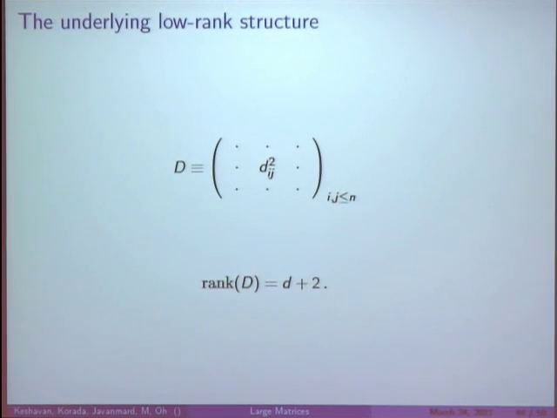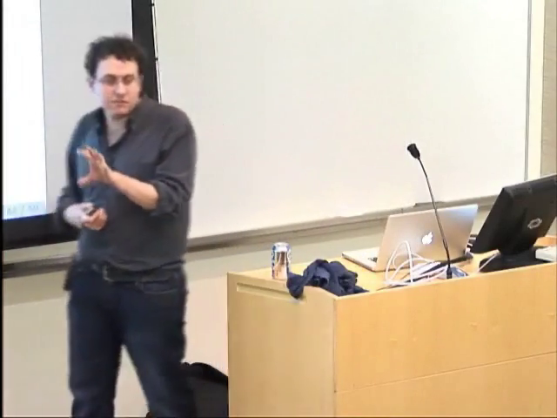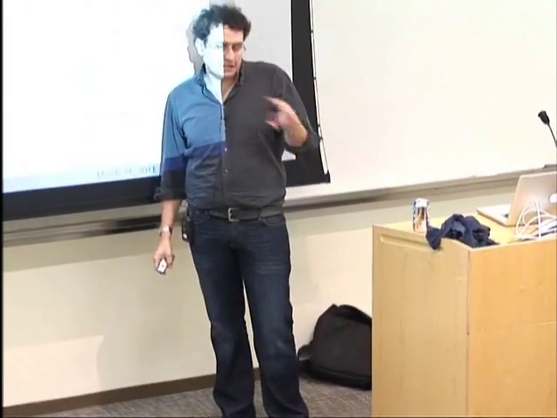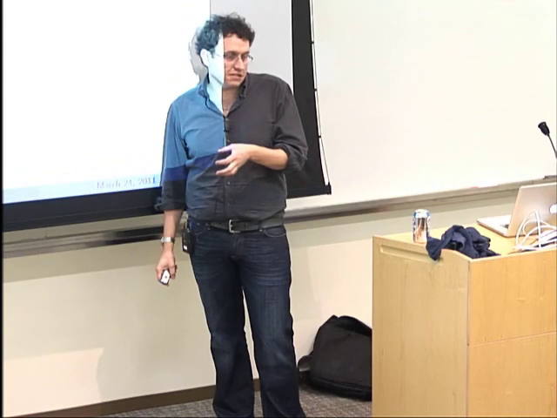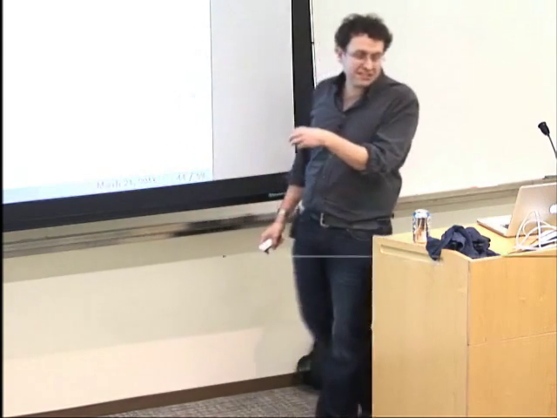So you can think of this problem as essentially the same as before. You have a rank d plus 2, a rank 4 matrix on which I'm subsampling entries, and then I want to reconstruct the whole matrix. And now the interesting thing is that all papers on this topic start with saying graph localization is a nice application of these general ideas.